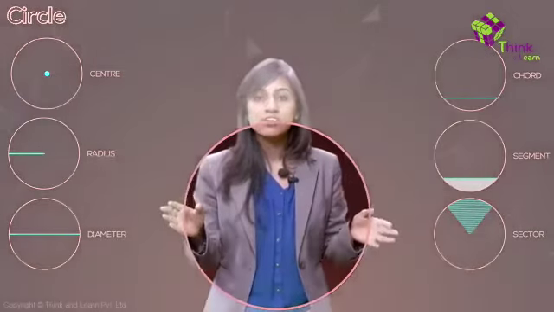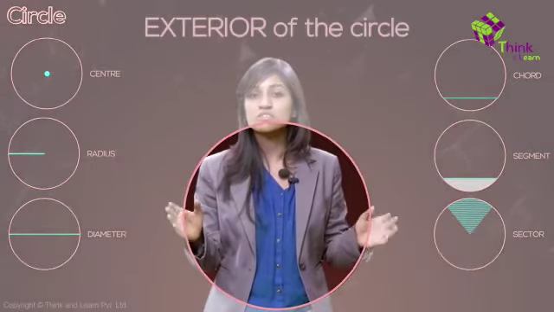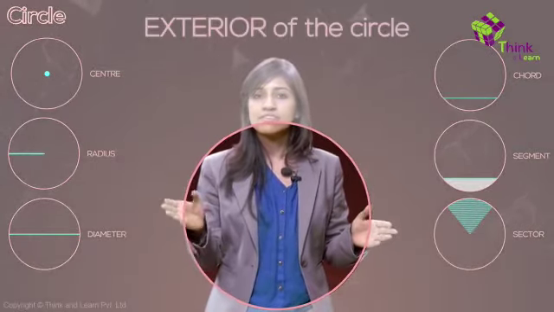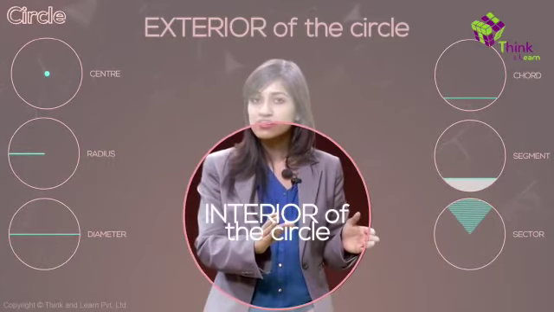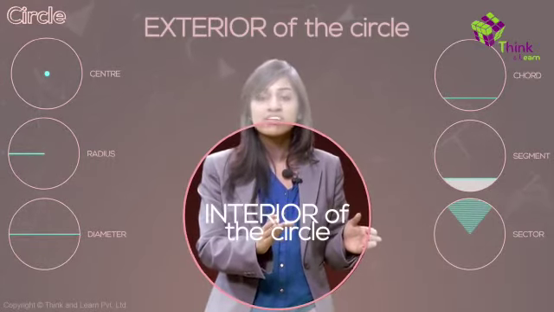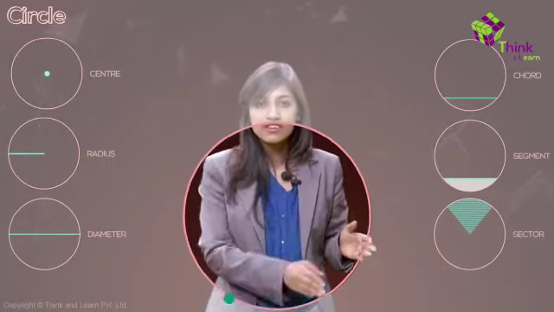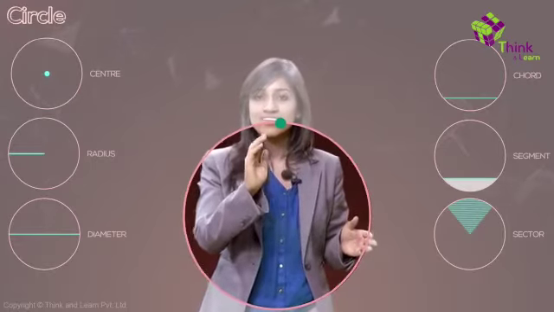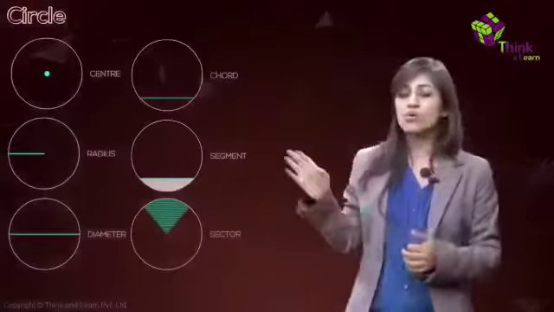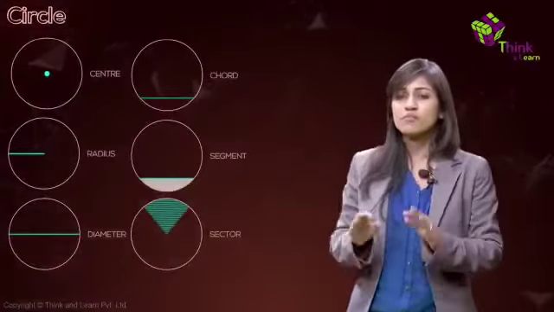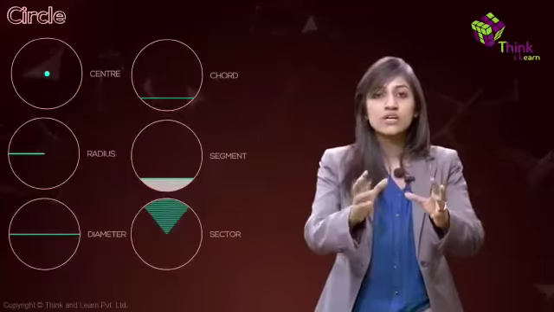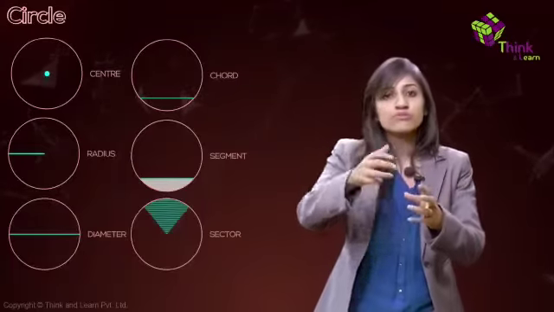Whatever is outside the circle is the exterior of the circle because it's outside. And this is the interior because it's inside. And finally, this is the circumference. Take a look over here. All the parts are named. Pause the frame. Take your time to digest all the different parts of the circle.